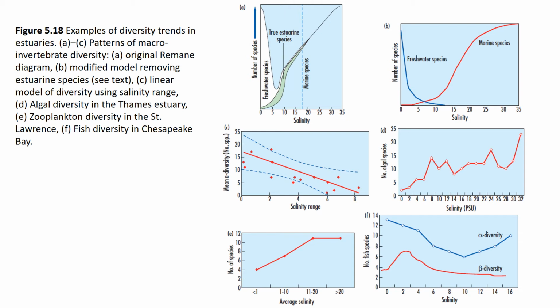In panel D, it shows the transition in terms of the number of algal species. So as the environment becomes more and more marine, we see an increase in the number of algal species. And similarly, we see a very similar trend in terms of zooplankton diversity as well. As we move towards a much more marine environment, we see a great increase in the species diversity of zooplankton.